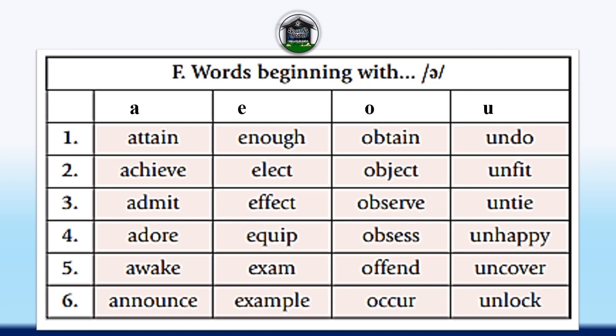In this final group of words, the first syllable is reduced. Words beginning with a, e, o, u. Attain, enough, obtain, undo, achieve, elect, object, unfit, admit, effect, observe, untie, adore, equip, obsess, unhappy, awake, exam, offend, uncover, announce, example, occur, unlock.